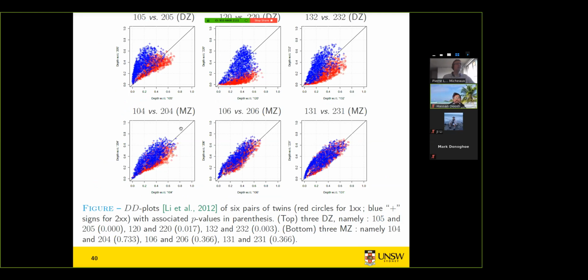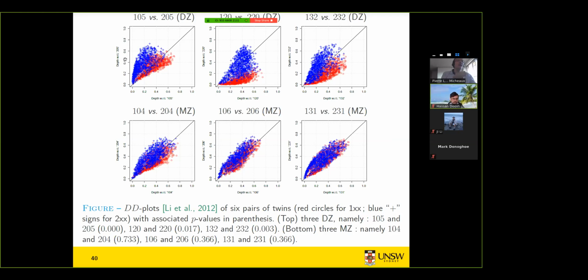Okay, we computed these plots which are called DD plots. So here, for example, a red circle here is a fiber for subject 105. Okay, let's consider two subjects, two twins, 105 and 205. So these are two DZ twins, or non-identical twins. Now I consider one fiber of the twin 105, and I compute its depth with respect to itself and with respect to the other twin. So I take this fiber, I leave it in the bundle of fibers of itself, and I compute the depth of this fiber with respect to all the other fibers of the given twin, and I obtain a 0.6. Now I take this fiber and I put it in the set of fibers of the other twin, and I compute the depth, and I obtain a value here.